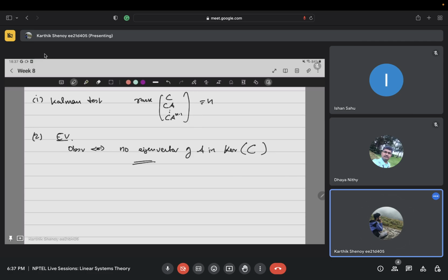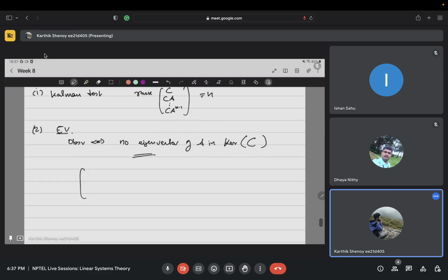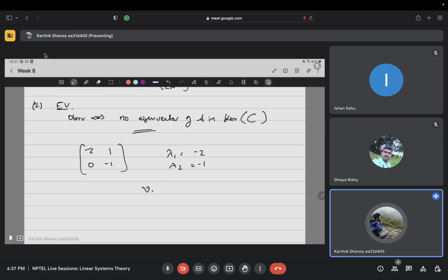That also we saw, right? Let's take the same example, minus 2, 1, 0, minus 1. What are the eigenvalues? Lambda 1 is minus 2, lambda 2 is minus 1. Okay, correct. So what is V1 equal to? V1 is such that A minus lambda I times V1 is 0. What is A minus lambda I? That is 0, 1, 0, minus 2, minus 1 plus 2 is 1. Okay, times V1 is 0.